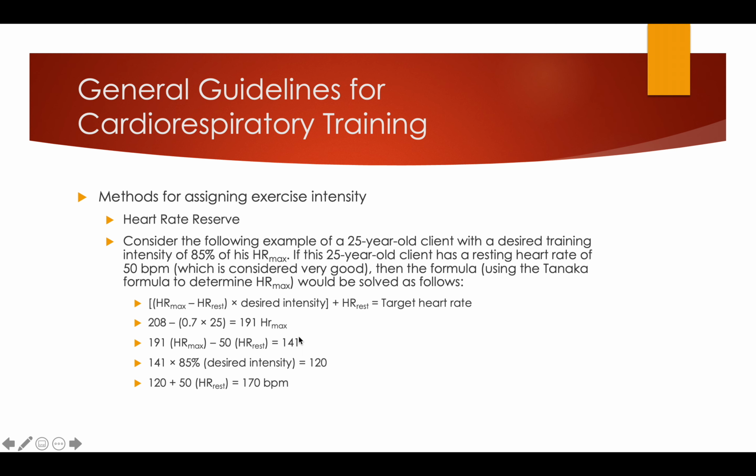Now at that point, that's really your heart rate reserve, if you want to talk about what it exactly is. So 141 times the 85% that you want to work at gives you 120, and then adding your 50 resting heart rate back in gives you 170. So if you're using the heart rate reserve method, this person is working at a 170, and you're taking into account a physiological component, meaning a resting heart rate.